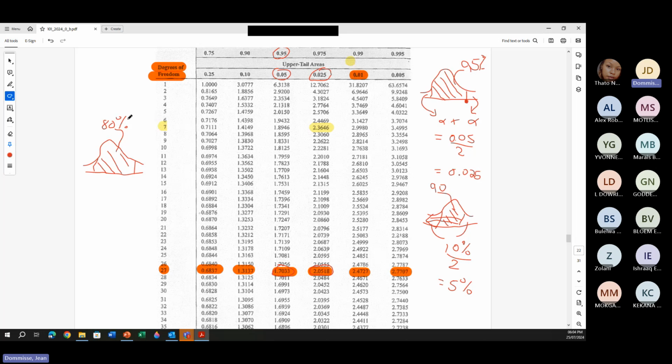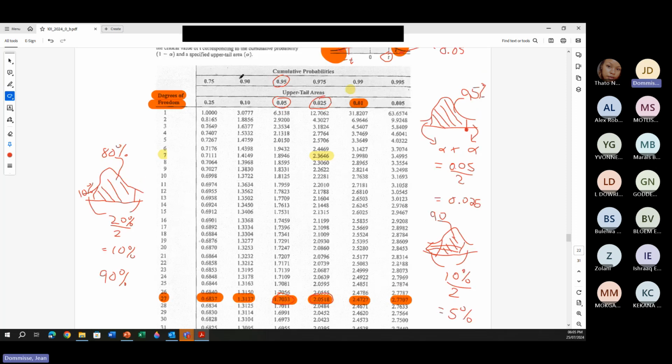Okay, so they said to us 80%. So what's left is 20%. So again, 20 divided by 2 will give us 10%. So 10% plus the 80 gives us that we are looking at the 90%. So if we're looking at the 90%, because that's the T that we want to get, we sit with 1,314.